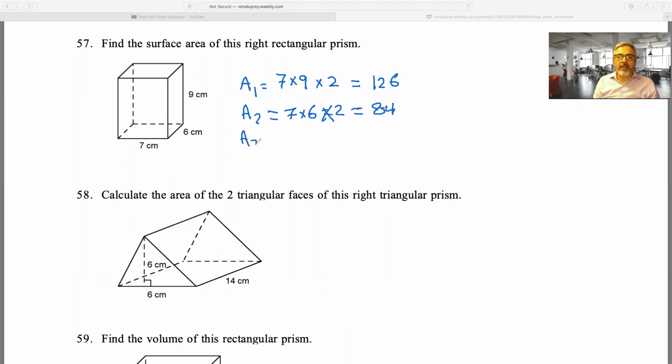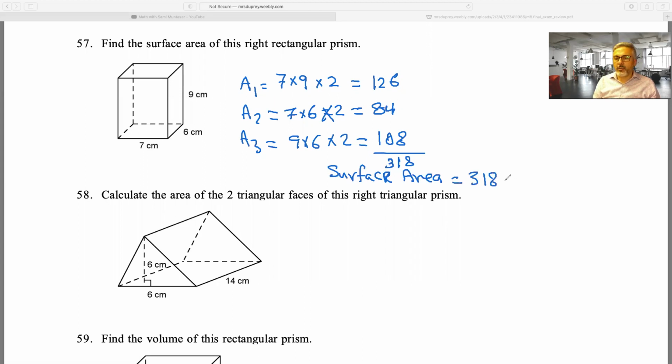Now area 3 is the sides. The sides are 9 by 6 and you have 2 sides. So it's 9 times 6 times 2, which equals 9 times 6 is 54, and times 2, that gives you 108. So now you add all of these, the surface area is 318 units square. That's what it is.